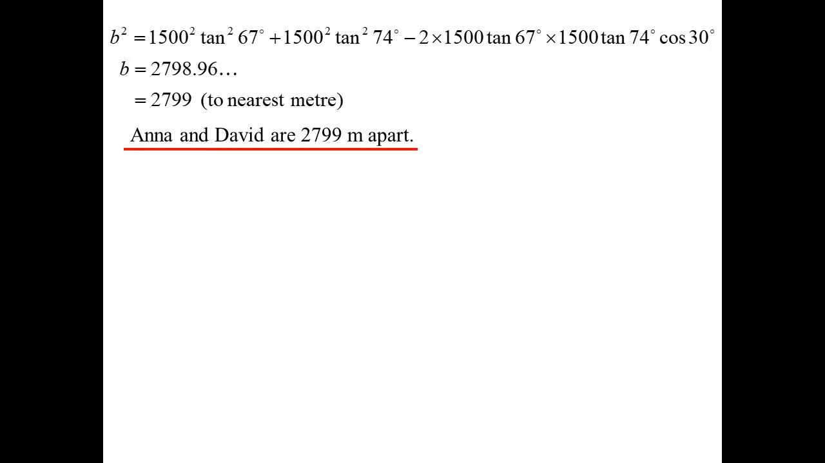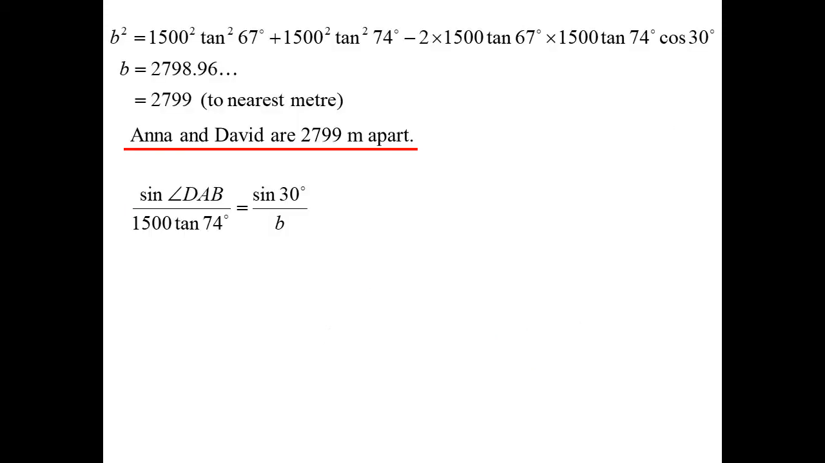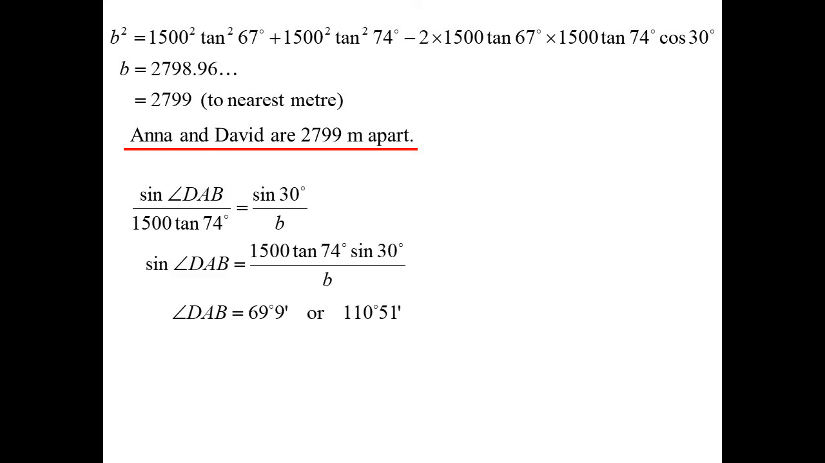Let's find the bearing. What do we know? We know that angle's 139. If I could find angle DAB, add it onto that, we're going to have our bearing. Okay, I'll use the sine rule for that one. The sine of DAB over 1500 tan 74 is sine 30 over b. I haven't written 2,799, you'll notice, because remember, that's an approximation. I'm going to use the exact value that we found, which is still in my calculator, so I'll use that one. Make sine DAB the subject.